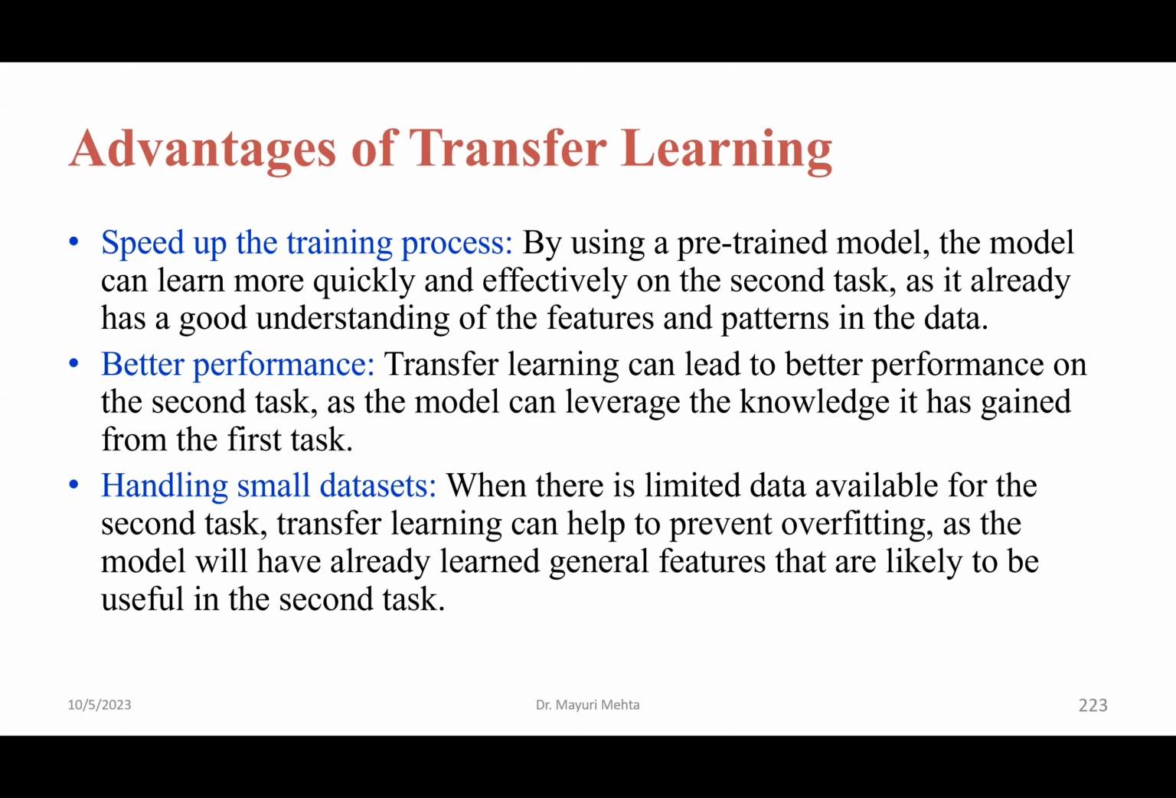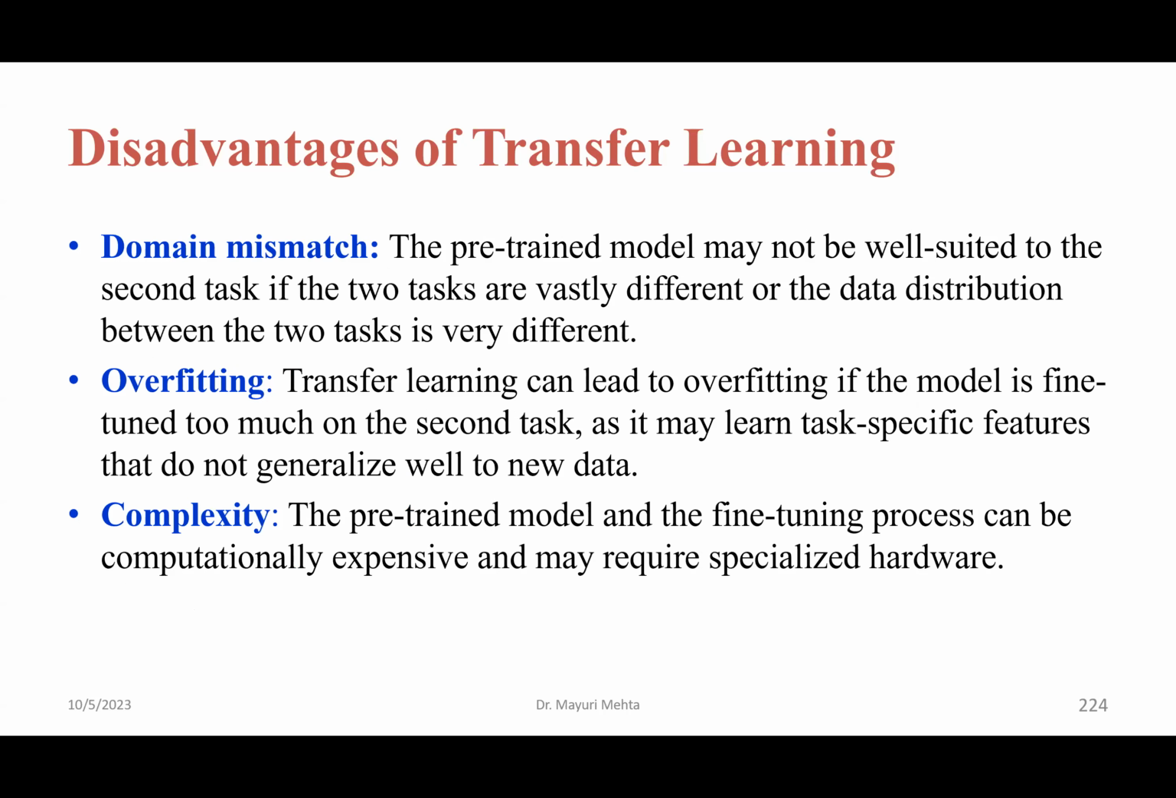So even if you have a small data set, when there is limited data available for the second task, transfer learning can help to prevent overfitting, as the model will have already learned general features that are likely to be useful in the second task. Okay, so these are the main advantages.